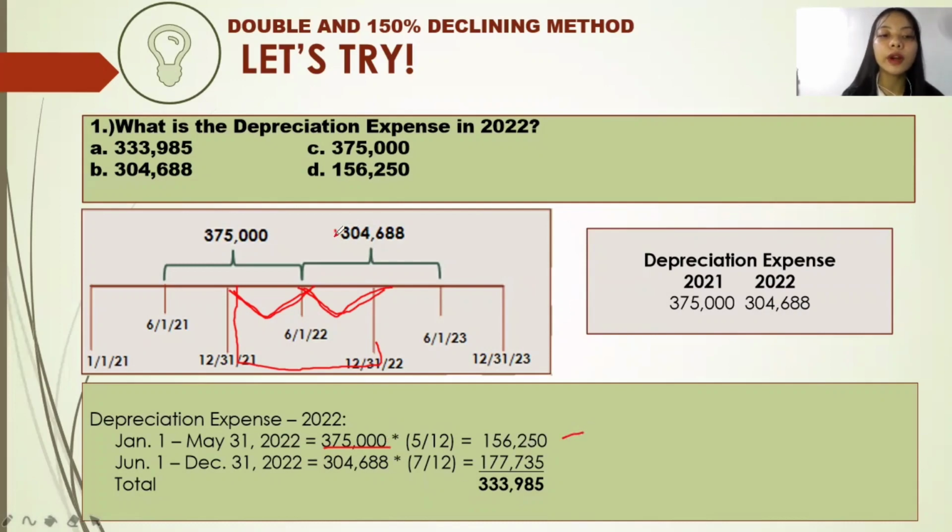That is not yet done. Of course, we also have the 304,688. We do not take the whole amount, because only a portion belongs to 2022. From June 1 to December 31, 2022, how many months? 7 months. So 304,688 times 7 months over 12 months equals 177,735. Then we total them. The total depreciation expense in 2022 is 333,985. The answer is letter A.